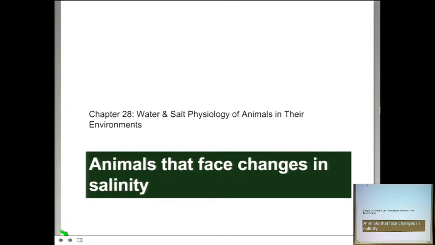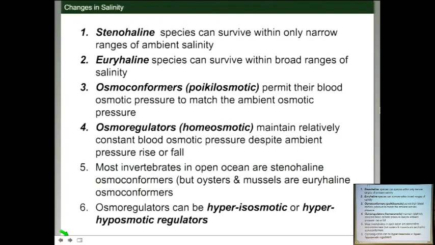So let's look at animals that now have to face differences in salinity. Now, there's always terms and definitions that we have to memorize and learn so that we can discuss them efficiently. First here, in terms of salinity, is a term called stenohaline. The part of the word steno means narrow. So whenever you see steno, it means narrow. Stenohaline would be narrow saline environment. And so stenohaline species can only survive in a narrow range of ambient salinity. The opposite of that, species that can survive in a broader range of salinity, are the euryhaline species.